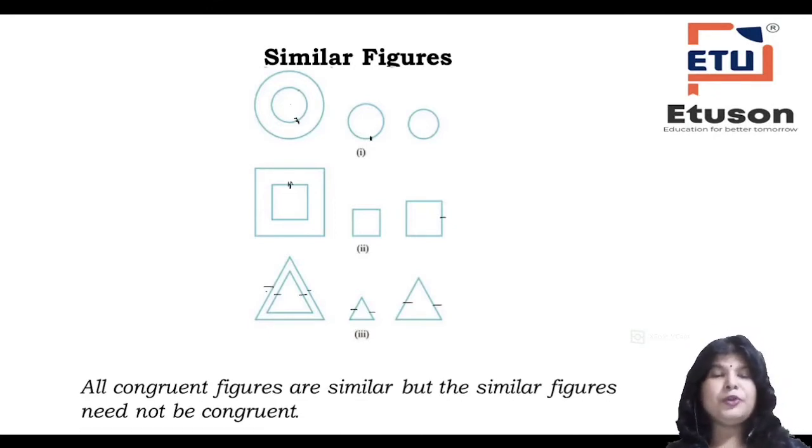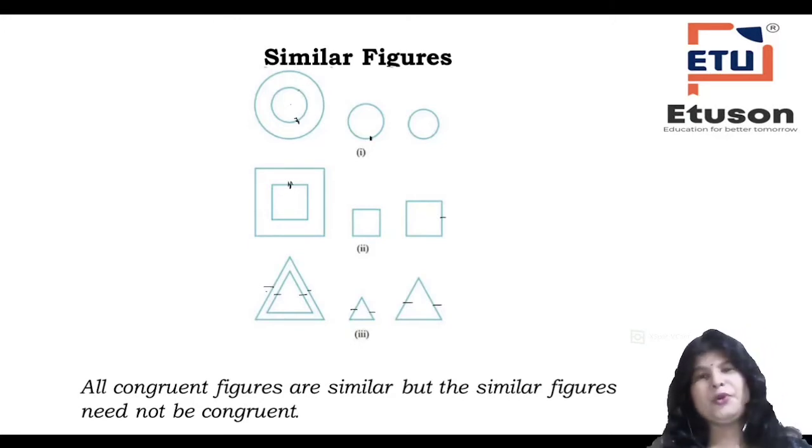So all congruent figures are similar, but similar figures need not be congruent. That means if you have proven the congruency, then without hesitation you can tell that congruent figures are always similar. But you cannot tell that if figures are similar to each other, they will also be congruent to each other. Correct or not?